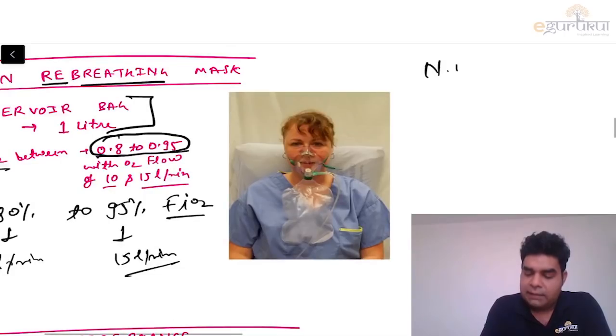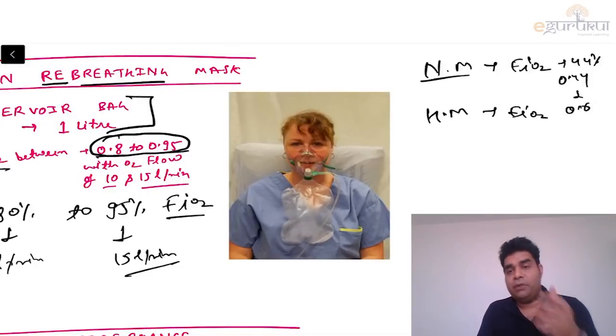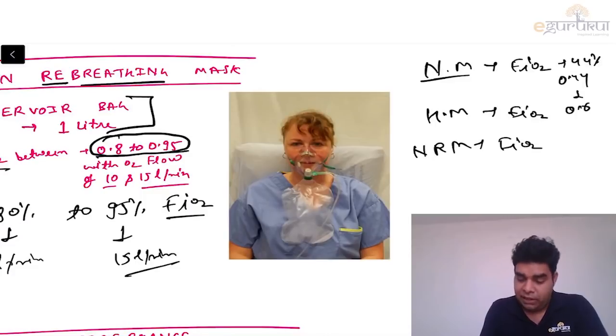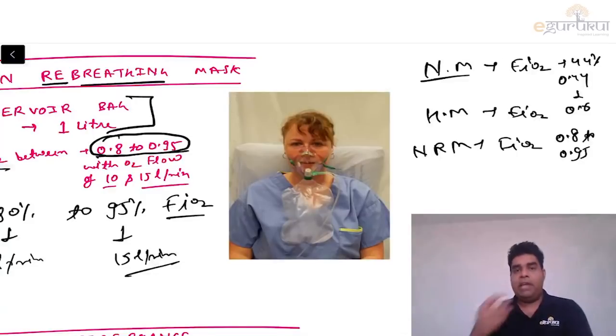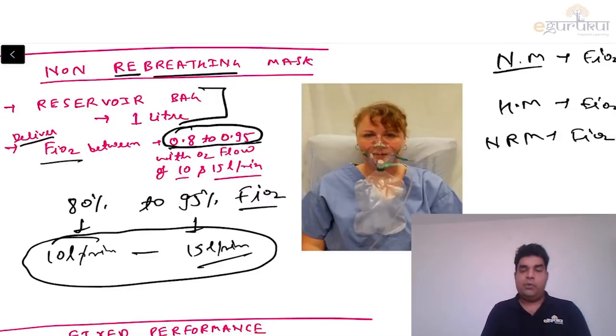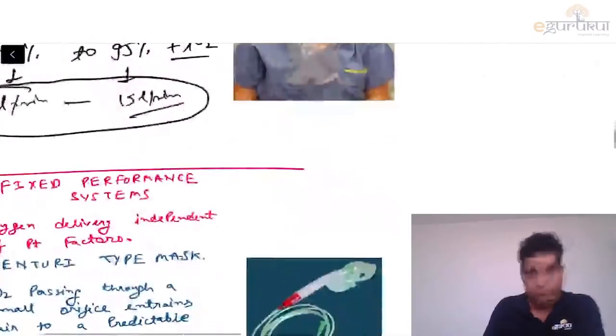When we say nasal mask, here the maximum FiO2 is 44% or 0.44. When we use the Hudson mask, the maximum FiO2 is 0.6. But when we use the non-rebreathing mask, the FiO2 is up to 95%. Okay, it's 0.8 to 0.95. So if we have to give oxygen more than 10 liters per minute, 10 to 15 liters per minute, we should not use the Hudson mask. We should use the non-rebreathing mask, because it increases the FiO2.